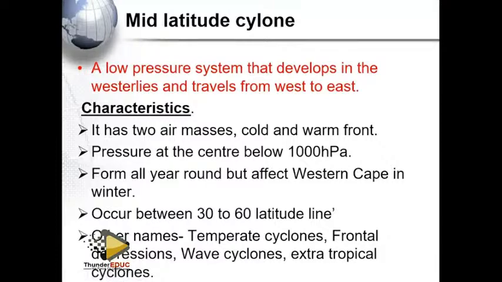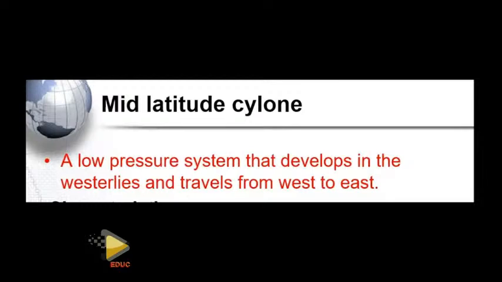What we must note is, what is a mid-latitude cyclone? What does it mean? You must understand. We say that it forms between 30 and 60. You must understand that mid-latitude cyclones are low pressure systems. It is a low pressure system that develops in the westerlies, traveling from west to east. Sometimes I always want to add that it develops because of the polar easterlies and the westerly winds.